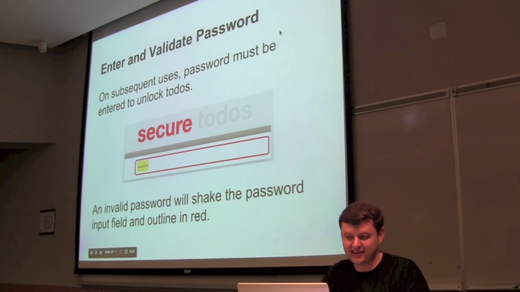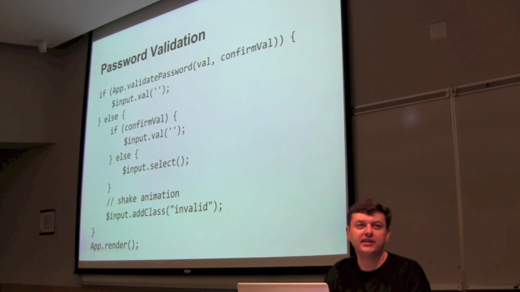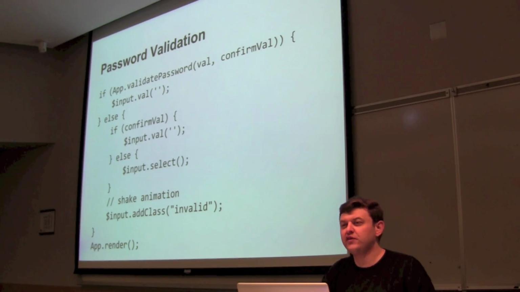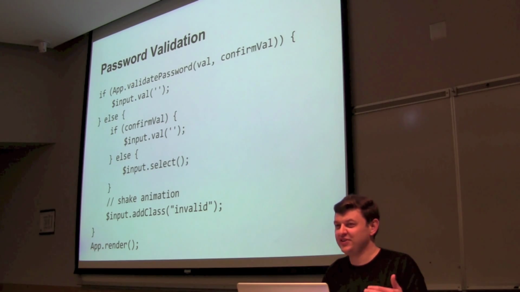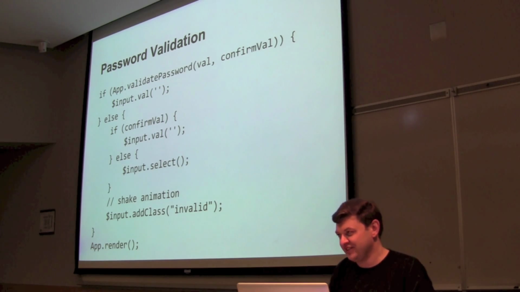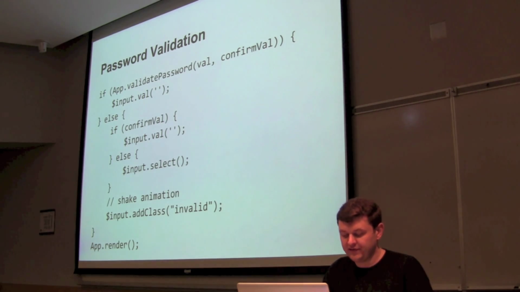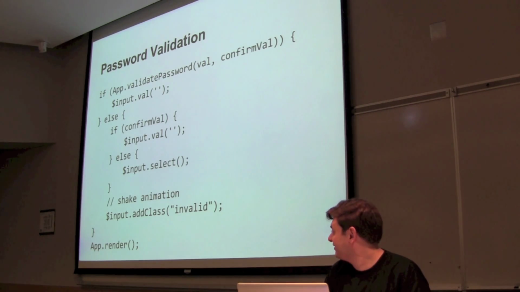Let's go back. So we saw it in action. All right, password validation. I didn't show you where it was set and confirmed. The first time through, you want to set the password and type the password in a second time, so you don't type your password in and not know what it is the first time, generate your key, put all your secret to-dos, and lose it. So this code works: if it's confirm mode, it makes sure they're the same. Otherwise, it adds that shake animation, invalid.